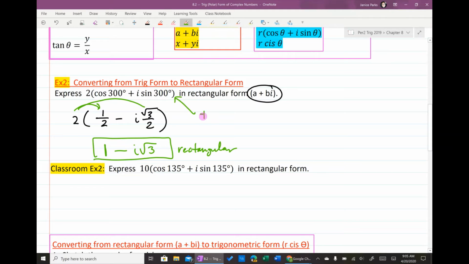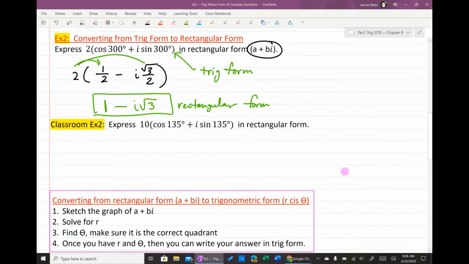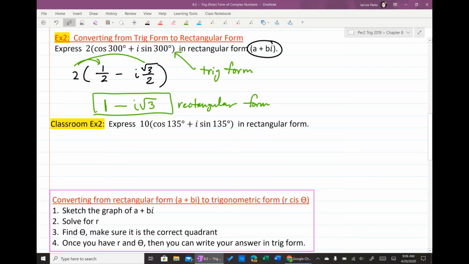And this is trig form. So we're just changing formats. Okay, so try the next one. Push pause, and after you're finished, check your answer. Again, if it's on the unit circle, you cannot use decimals for this.